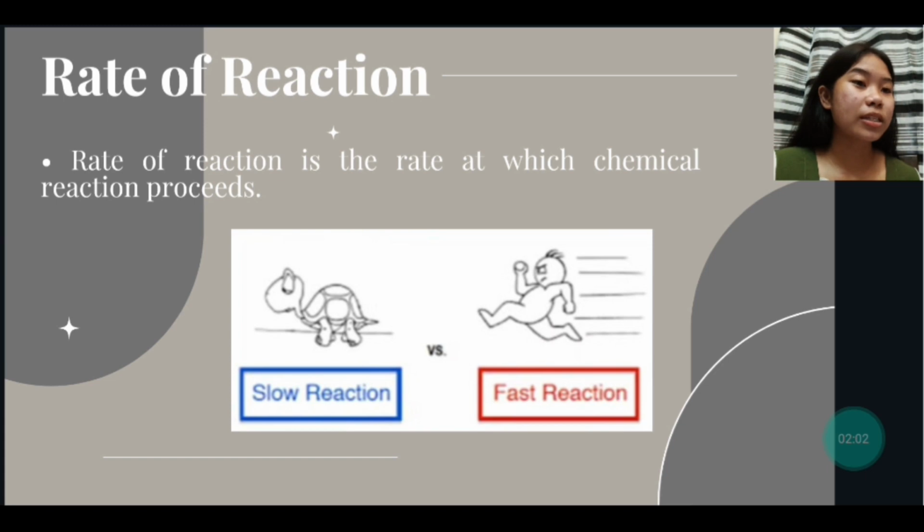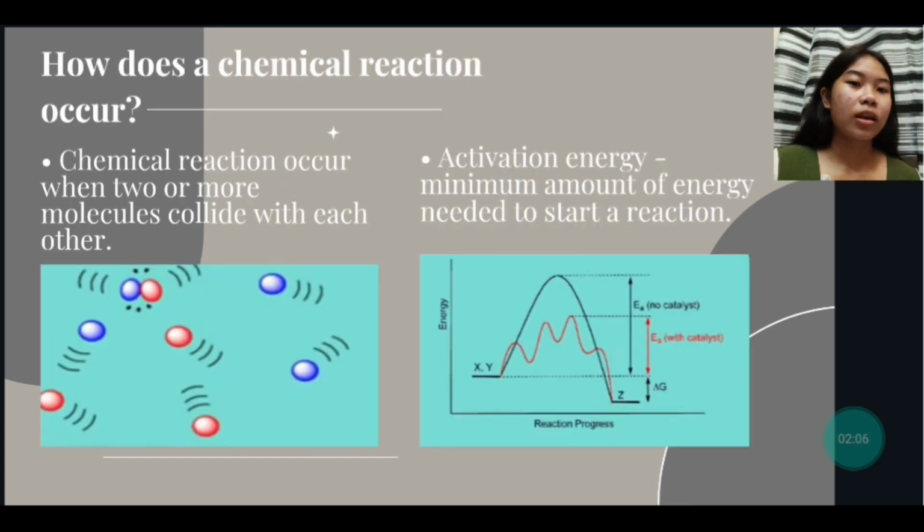But how does a chemical reaction occur? A chemical reaction occurs when two or more molecules collide with each other and must possess enough activation energy, the minimum amount of energy needed to start a reaction.